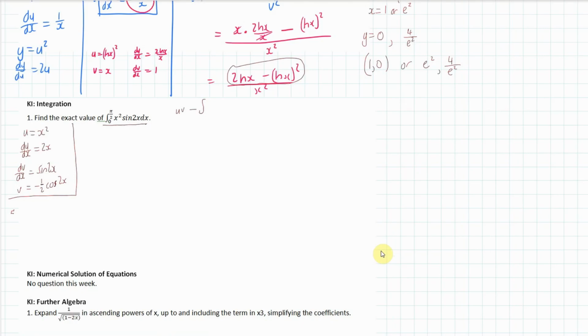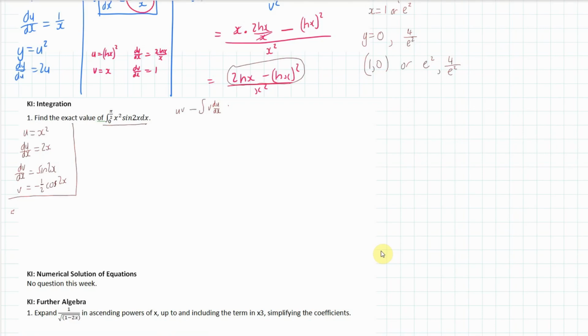Minus the integral of v du dx. I'm pretty sure that's what it is. Okay, so that's what we want to do here. And we can put in our limits at the end, I think, is what I'm going to do.